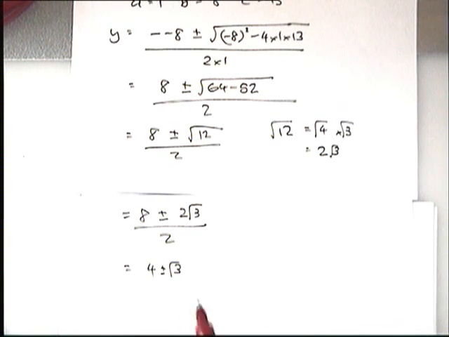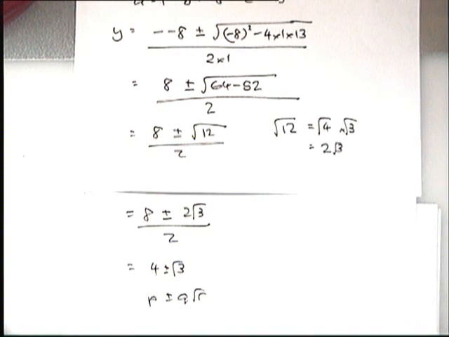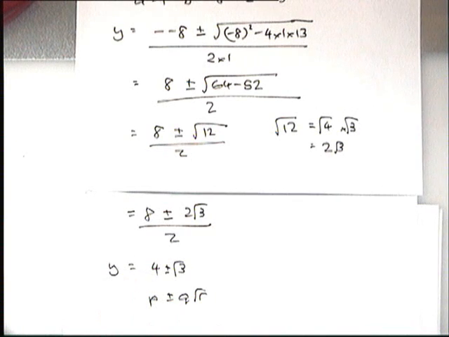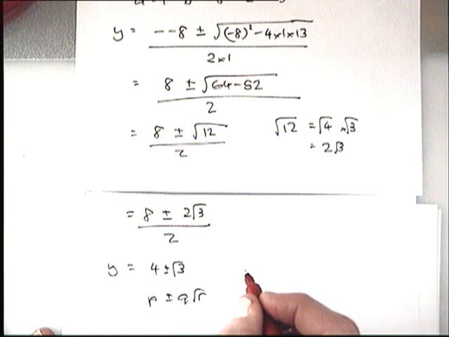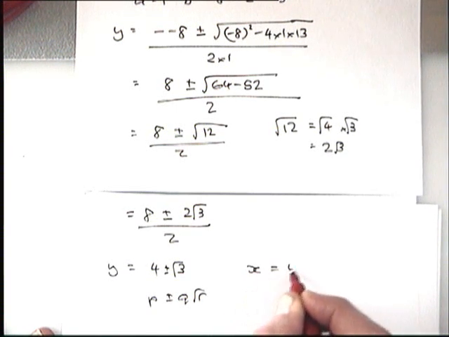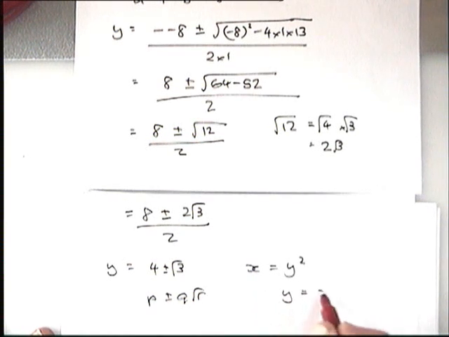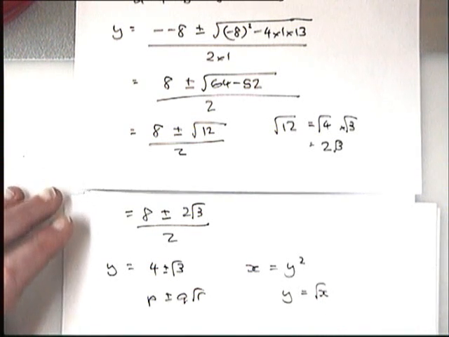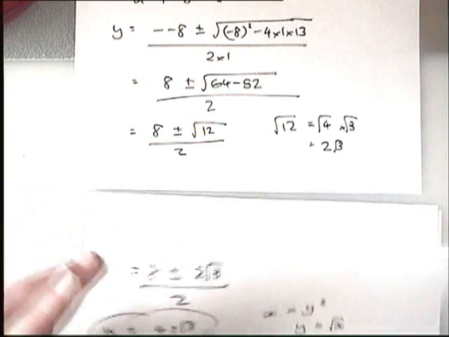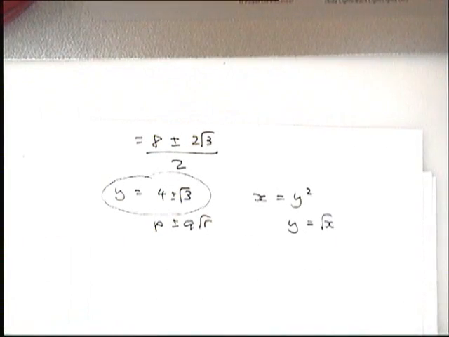Now, my answer that I had to get was P plus or minus Q root R. So I'm getting in the right direction here, but there's one important thing. This is what y is equal to, and the question wasn't about y at all. The question was about x. And remember, we wrote down earlier that x was equal to y squared, and we also wrote down that y was equal to the square root of x. That was what we did earlier. Now we need to convert this y answer into an x answer.